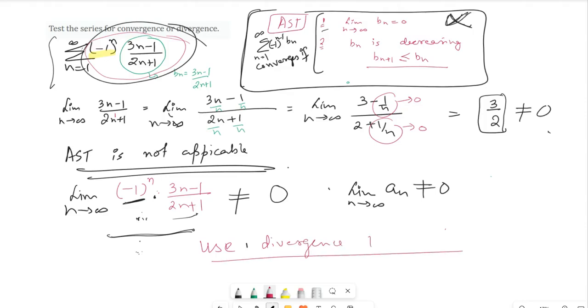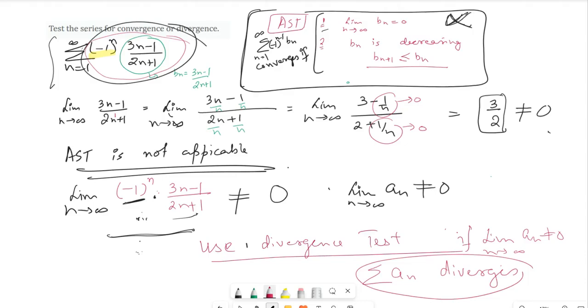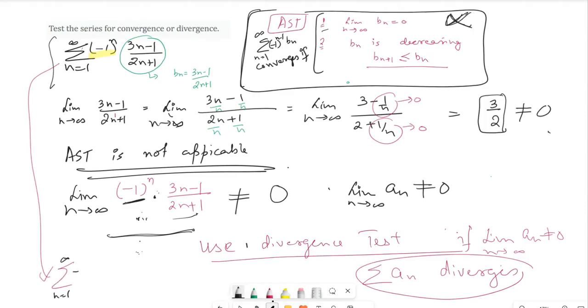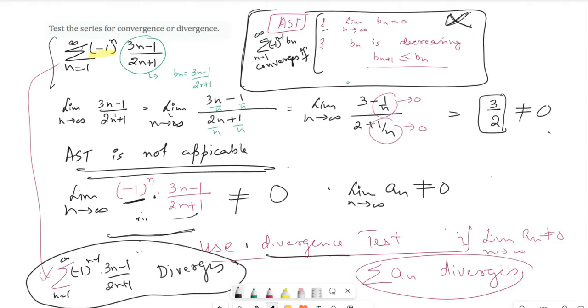Divergence test says what? If limit n approaches to infinity of an is not equal to 0, then the actual series diverges. So what can we claim? That the given series, this series here, n from 1 to infinity, negative 1 power n minus 1 times 3n minus 1 by 2n plus 1, diverges using the divergence test.